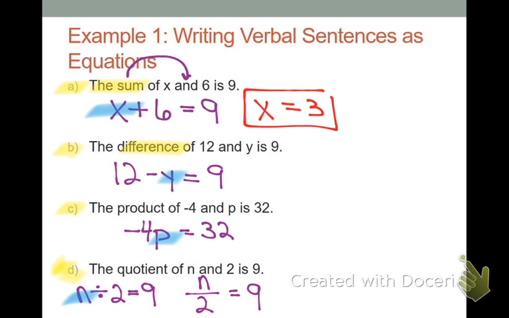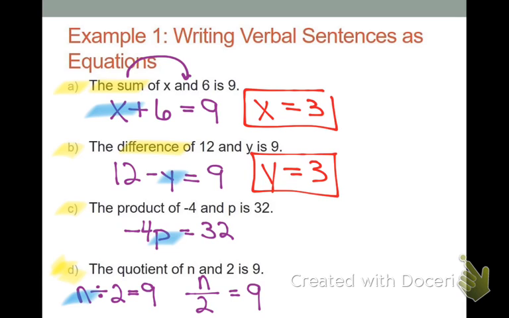On B, 12 minus what number equals 9? It's 3 again, but now y equals 3. So we have to specifically state the variable equals whatever value it is. I want you to go ahead and try C and D.